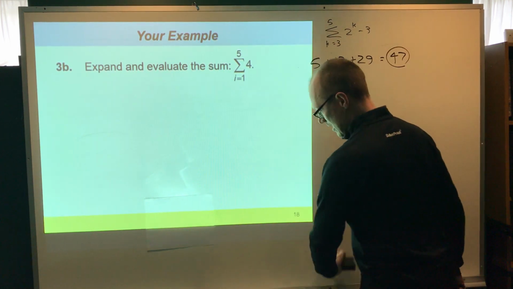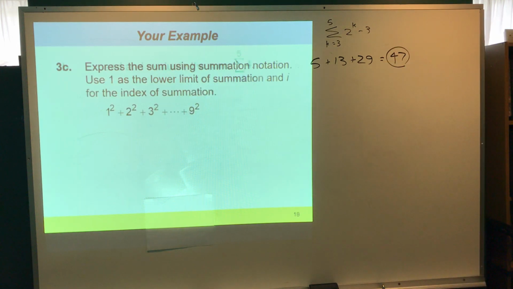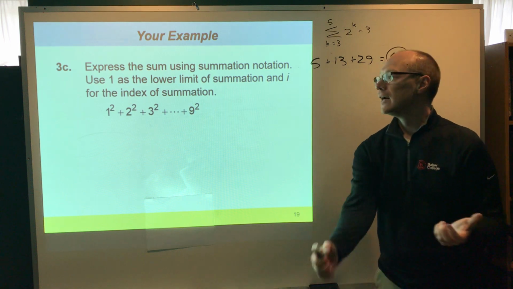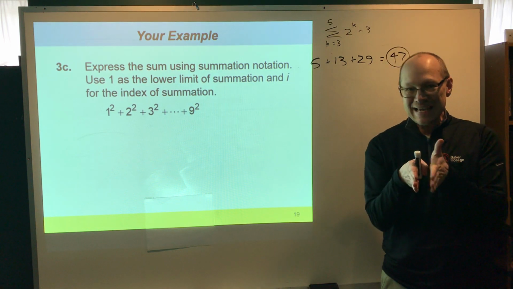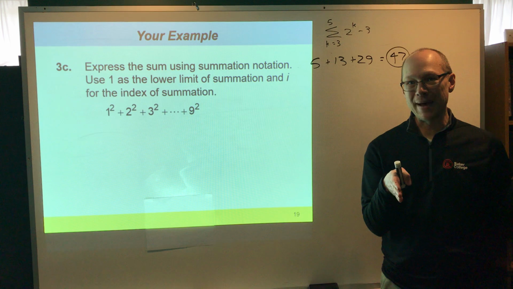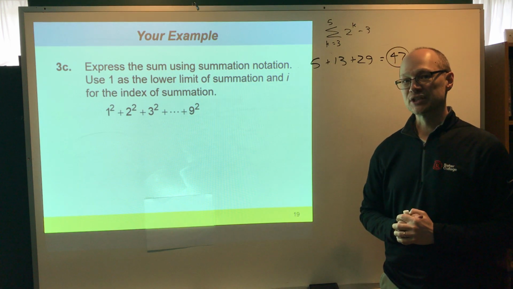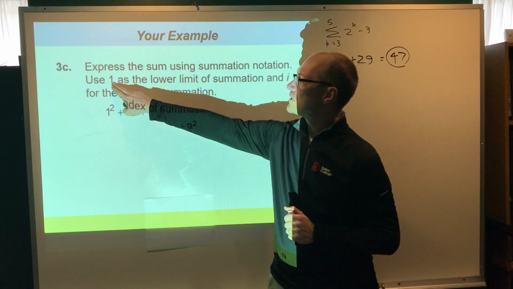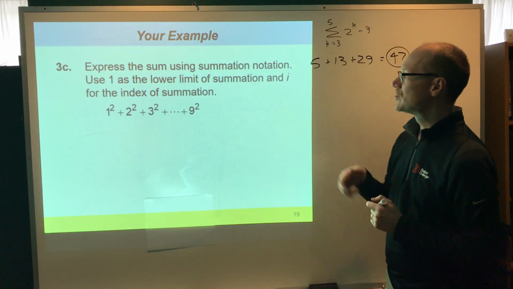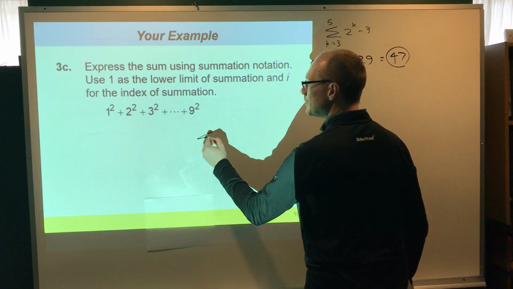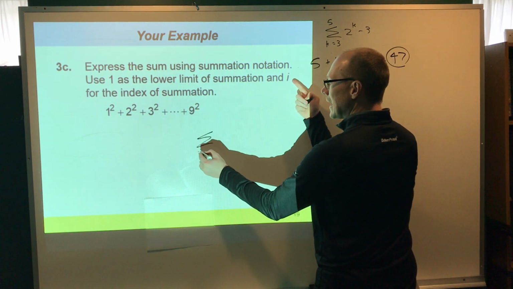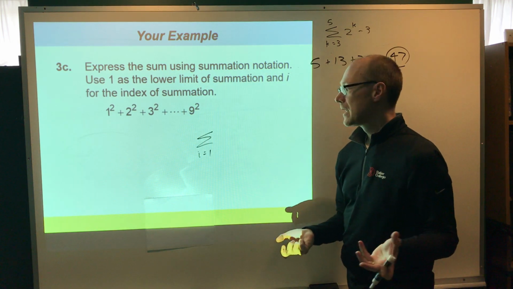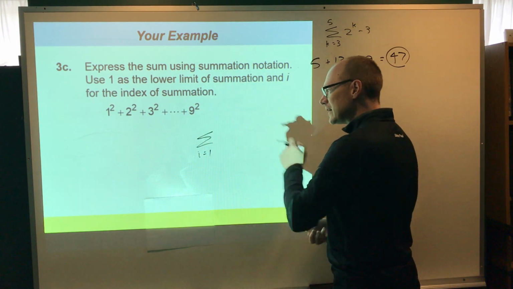All right. So now let's go to the next one. What about this? This is puzzle-like where we're actually seeing the expansion and trying to work backwards to come up with the summation notation. All right. So it tells us what to use as our lower limit and what letter to use. So I know that I've got my summation from I equals 1 to something. And I need to figure out what the rule is.